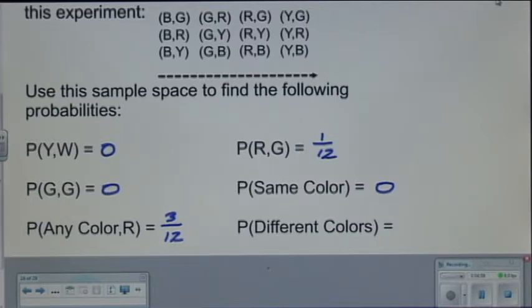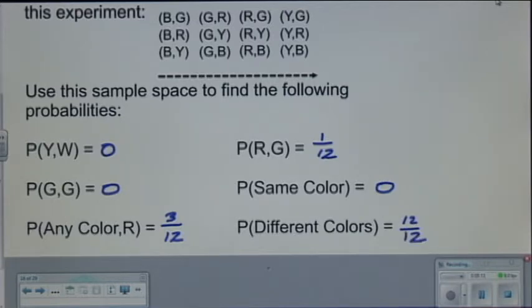How about different colors? What is the probability of picking 2 different colored marbles? Well, let's look at our sample space again. You can see that every outcome shown in our sample space represents different colors. Since there are 12 outcomes shown, that means there is a 100% probability that we will get different colors, or 12 ways out of 12.